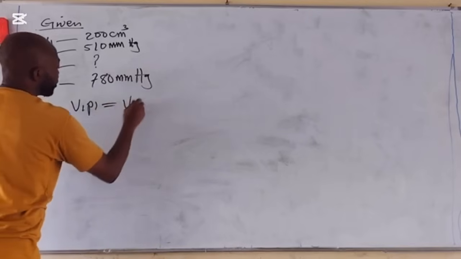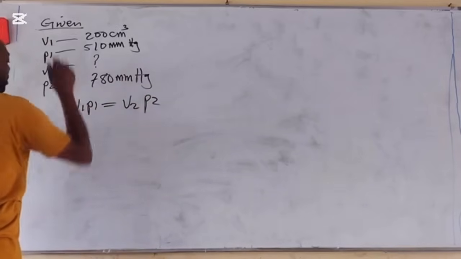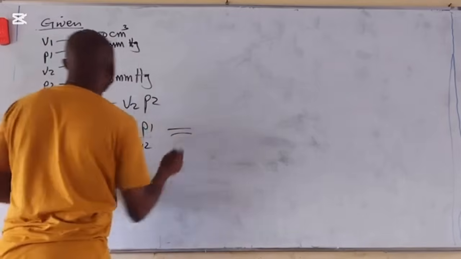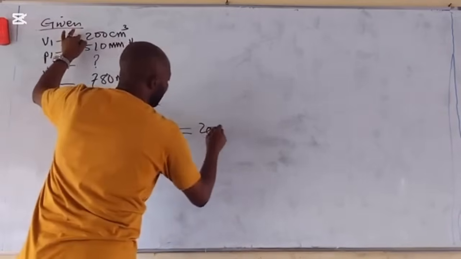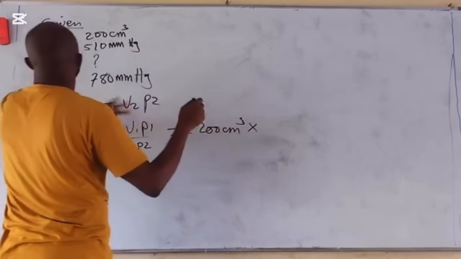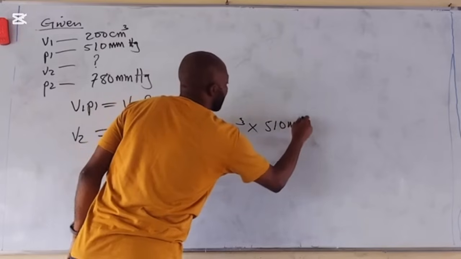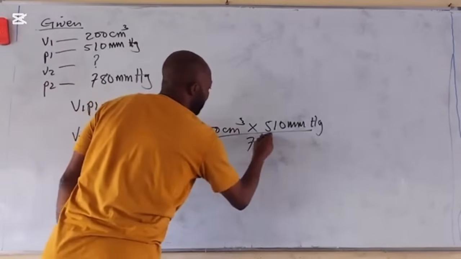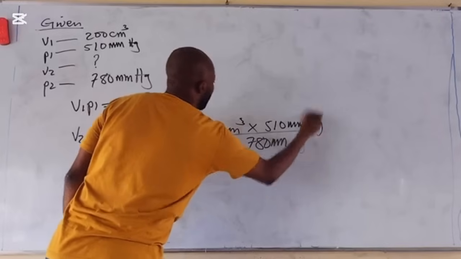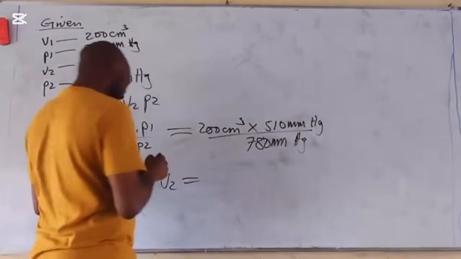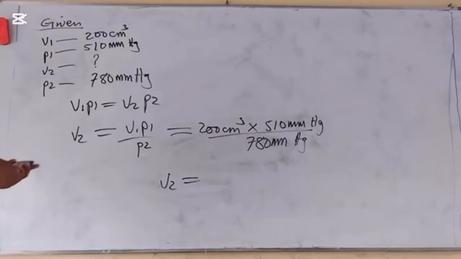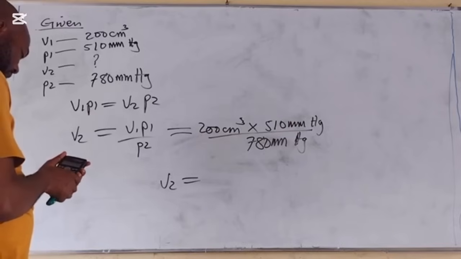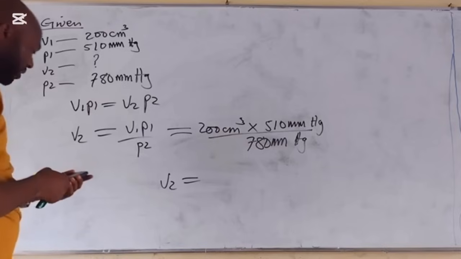V1 P1, V2 P2. V2 is equals to V1 P1 over P2, which is equals to V1 is 200 cm cube times P1 510 millimeter of mercury over P2, 780 millimeter of mercury. And V2 is equals to, we have 200 times 510 divided by 780. That is 130.8.